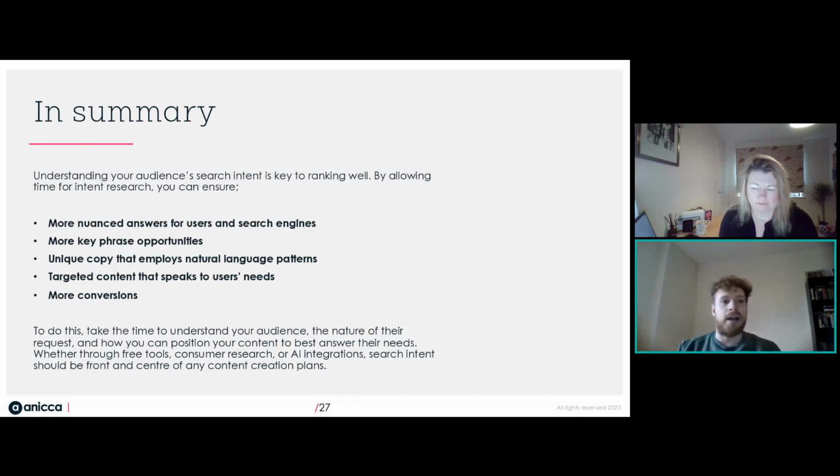Whether this is through AI, free tools, or just having a chat with your team in the office, it's really useful, I think, to take this intent, figure it out, map it to a marketing funnel, and create the content that you need around it.